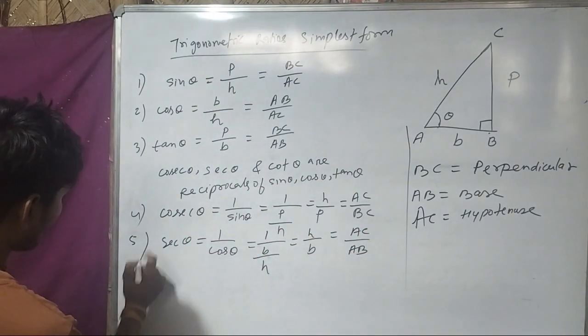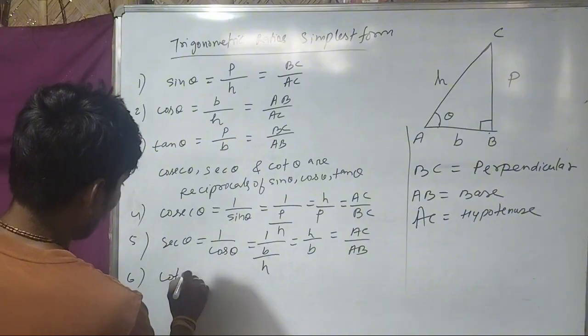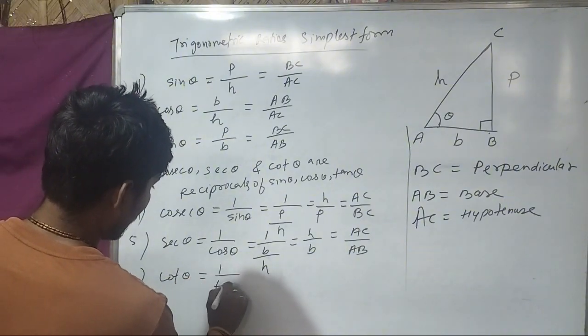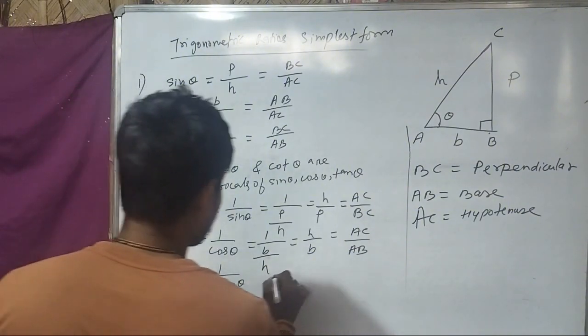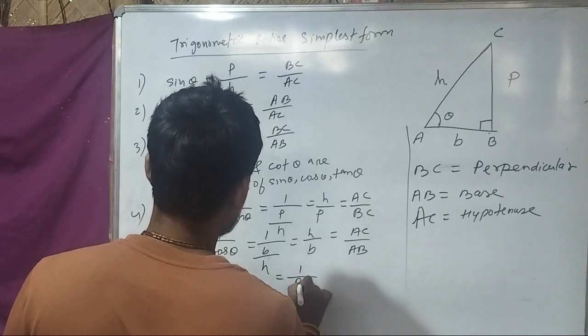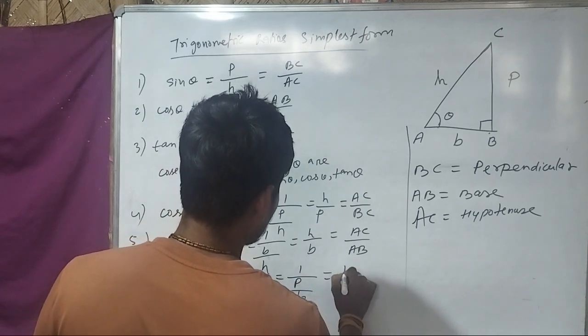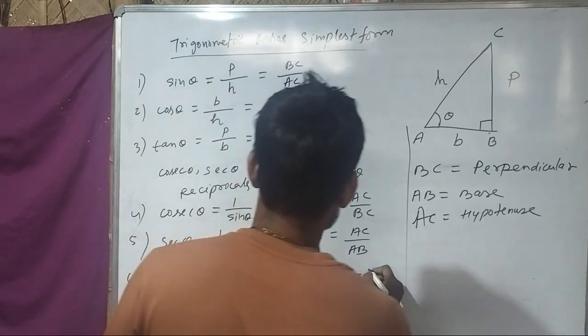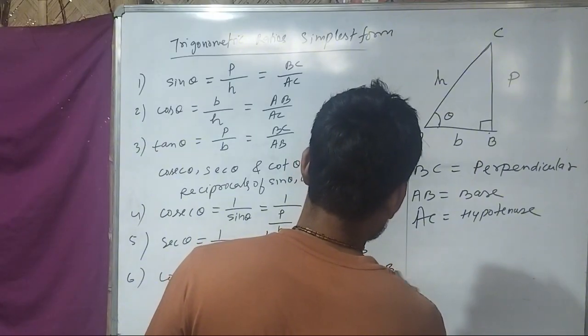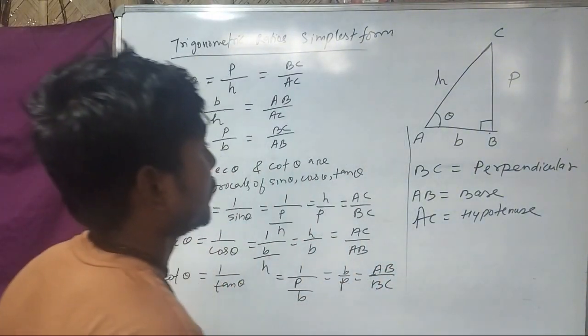Okay. Next is cot theta. Cot theta means reciprocal of tan theta, 1 by tan theta. That is 1 by P by B. That is B by P. That is AB by BC. Base by perpendicular. AB by BC.